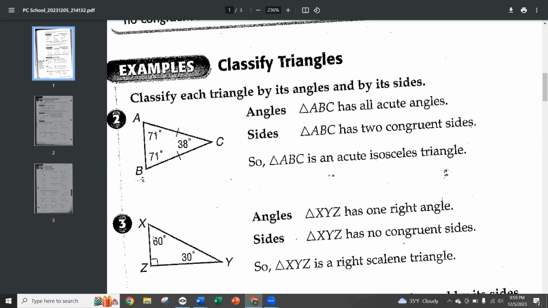Here, we got a right angle. That means it's a right. And then we don't have any of these little line things right here. So these sides are all different lengths. So it's scalene. So we have a right scalene triangle.